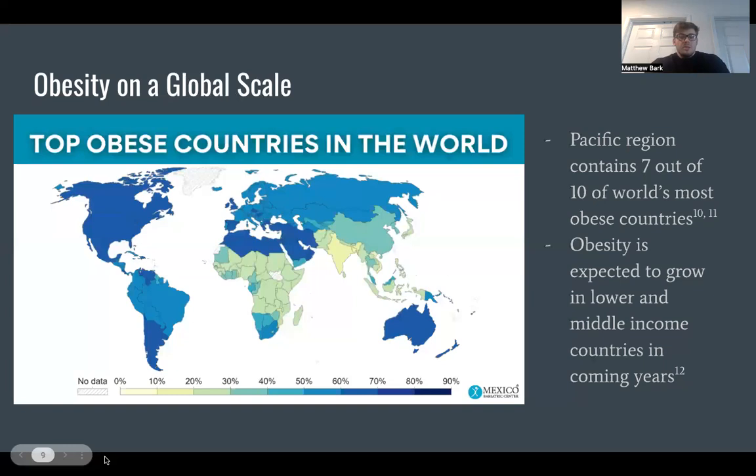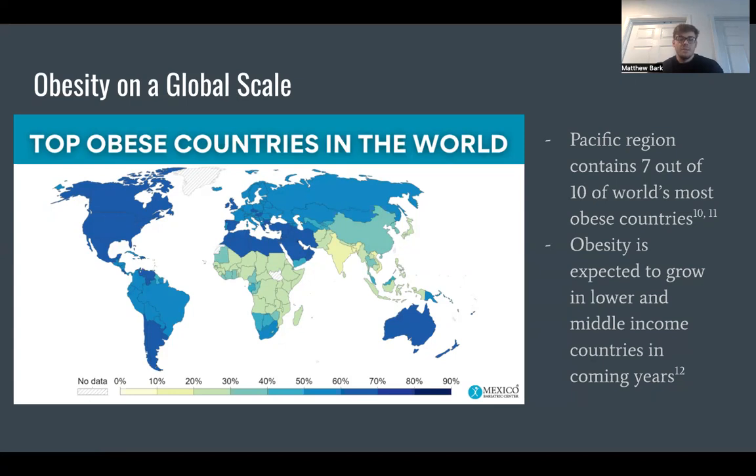This shows obesity on a global scale. Obviously, obesity exists in all countries at different prevalences. When looking at a world ranking of the most obese countries by prevalence percentage, the large majority of countries are in the Pacific region of the world. This is likely due to different cultural practices.